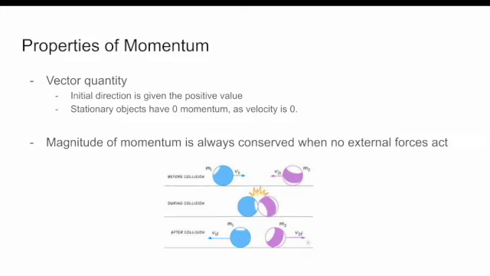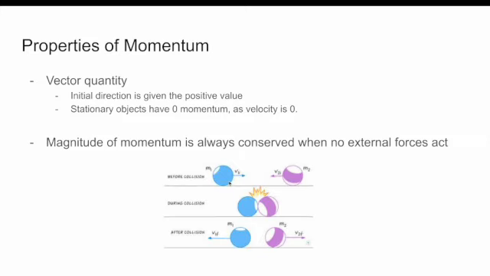So now let's look at some properties of momentum. Momentum, like I said, is quite abstract, but it's still a vector quantity. That means that the initial direction of momentum is given the positive value. So if you look at this photo right down here, this ball here is moving to the right. So we take the right as being positive, and this ball is moving left. Because we saw this ball second, we just take left as being negative. So that means that we have a negative velocity on this pink ball and a positive velocity on this blue ball.